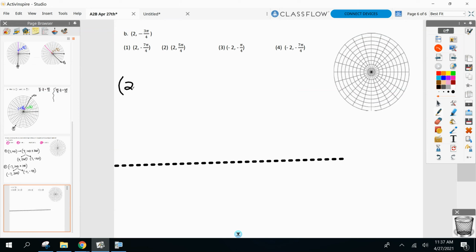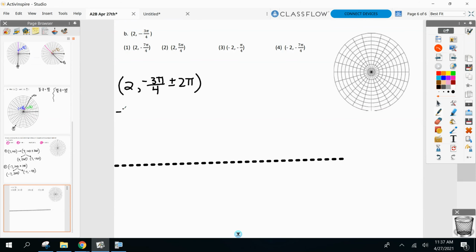So I'm going to keep 2, keep the R value the same. In the last problem, we added and subtracted 360 when we kept the R value the same. What's 360's equivalent in radians? 2 pi. So now I'm going to add and subtract 2 pi instead of 360. Keep the R value the same, go all the way around in both directions. You guys have done this already for me, day one, you did this for me.